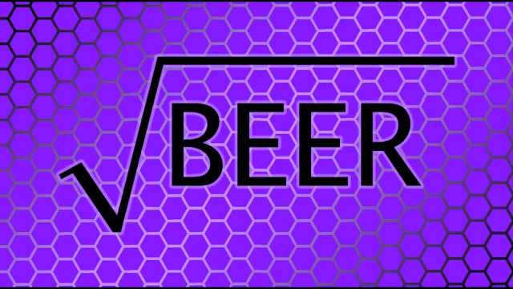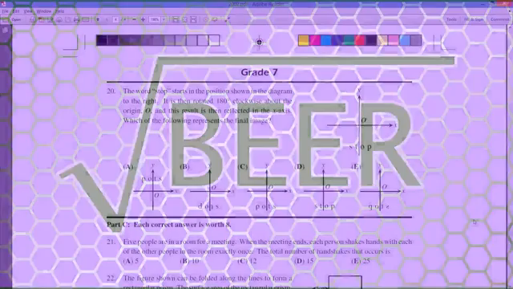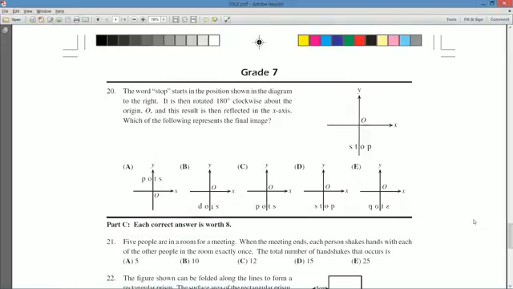Hello everybody and welcome back to more of the 2002 grade 7 Gauss paper. We're on to question number 20, which is the last question in part B. We'll start part C in the next video.